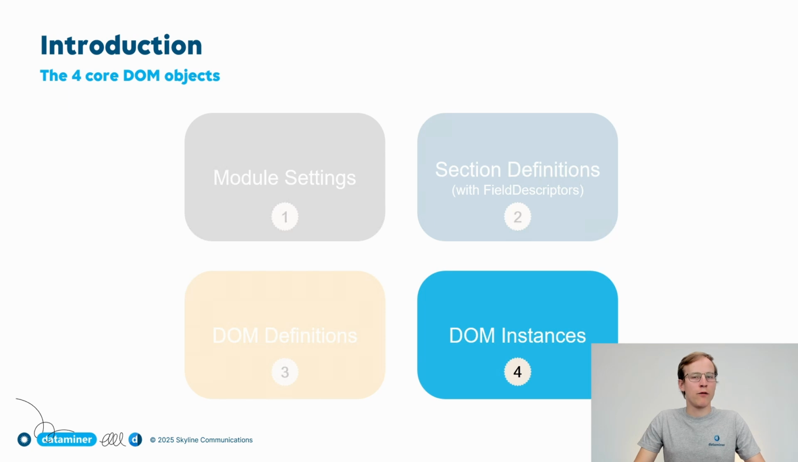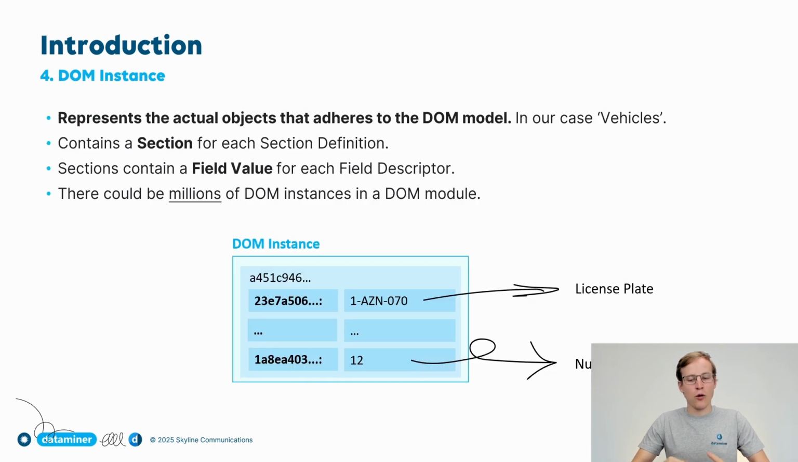So that's pretty much it for the DOM definition. It's a collection of all the section definitions for our model and finalizes the creation of our model itself. And the last and final important object that we are going to talk about today is the DOM instances. Those are the objects that will be stored. So these are the vehicles in our case that we want to store.